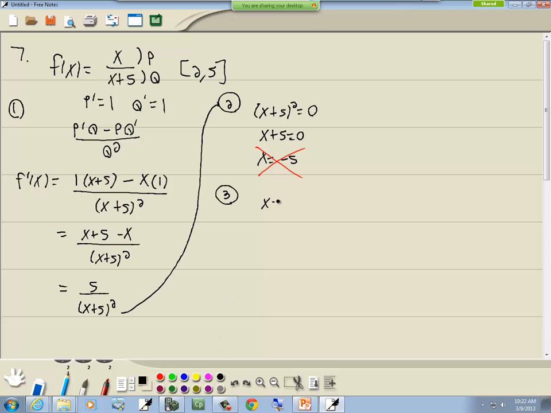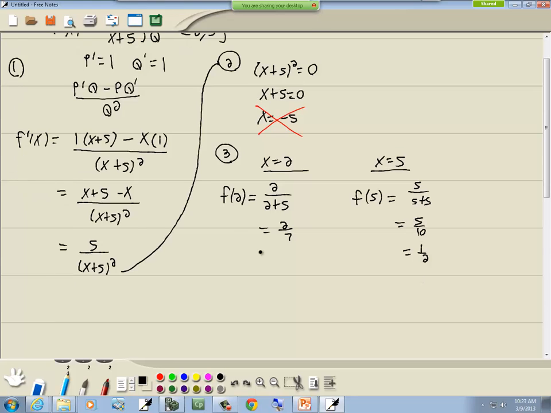So we're going to plug in our endpoints. Plug in 2, and we'll plug in 5. And this one's so easy, I'm not going to type it in my calculator. So f of 2, I'm plugging in my original function. Everywhere I have an x, I'll put in a 2. So I got 2 over 2 plus 5, which gives us 2/7. And f of 5, I put in 5, and I got 5 over 5 plus 5, which gives us 5/10, which gives us 1/2.